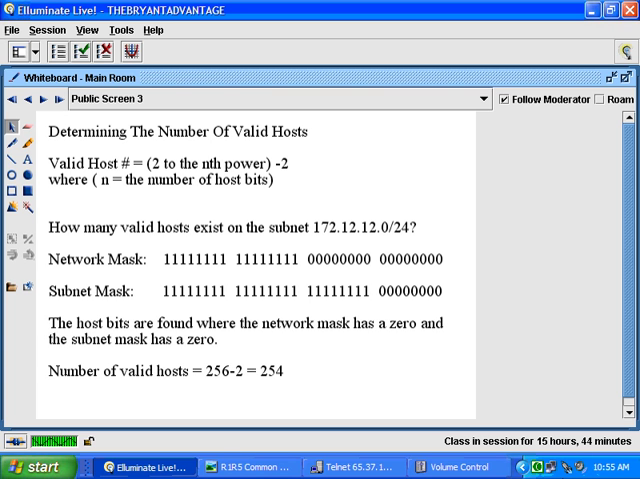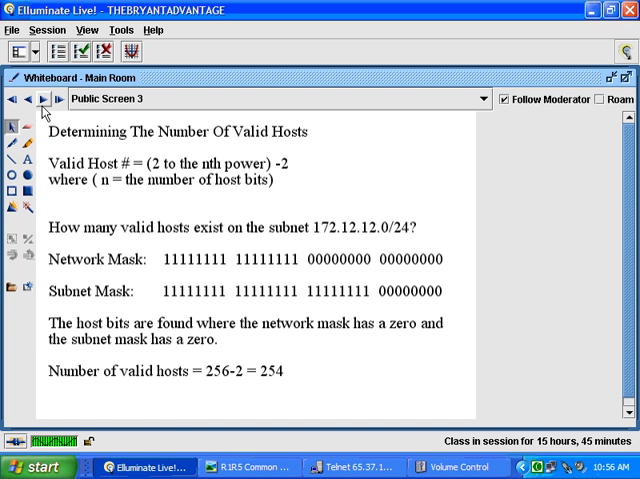Do you know what class this is? Do you know what the network mask is? Do you know what that /24 means? And the subnet mask goes right under it. Now, the host bits are found where the network mask has a 0 and the subnet mask has a 0. So the number of valid hosts on this particular subnet would be 254. It's 2 to the 8th power minus 2.